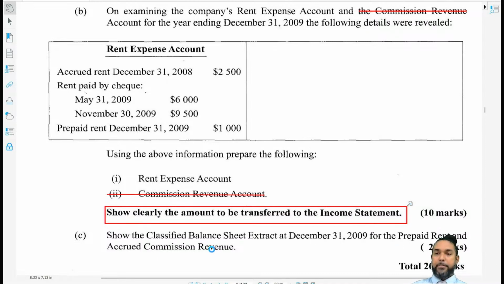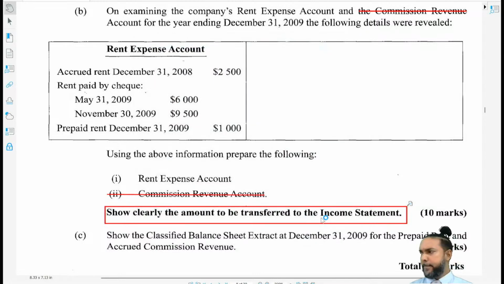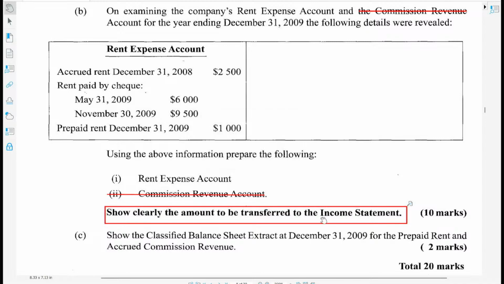All right. So let me print this off for Zavi. Auto rotate. Yeah, okay. All right. Okay. All right.